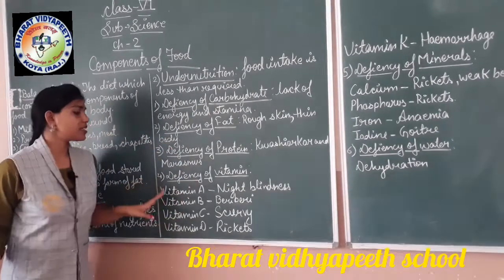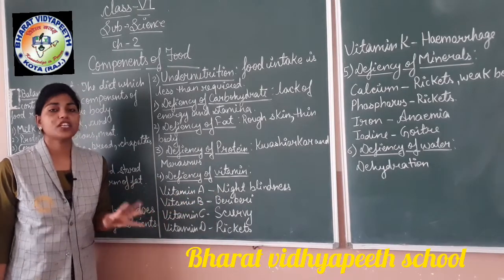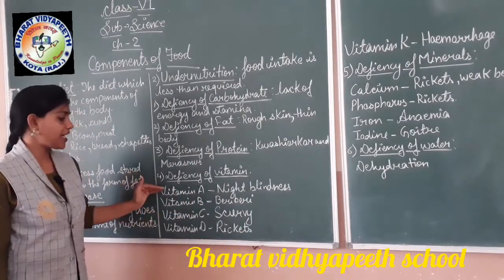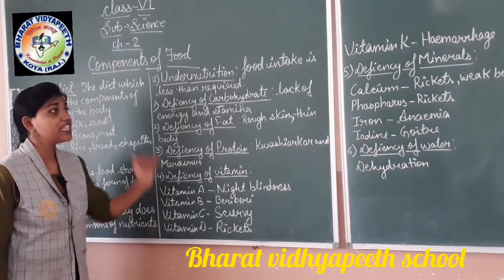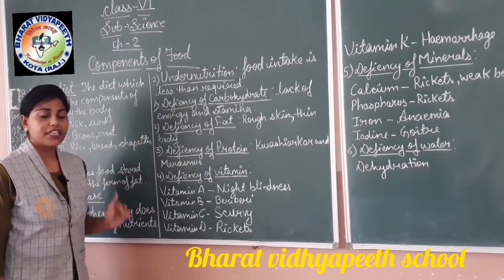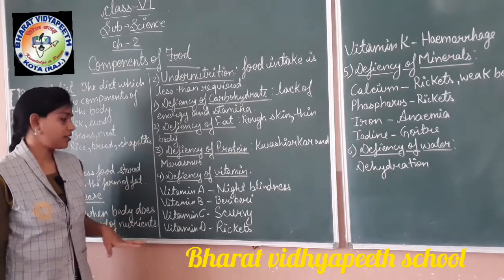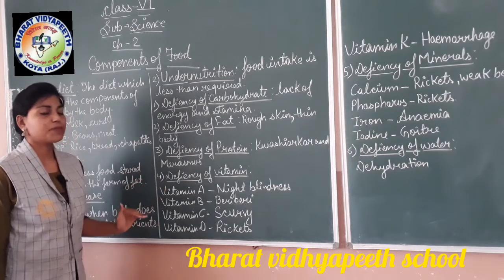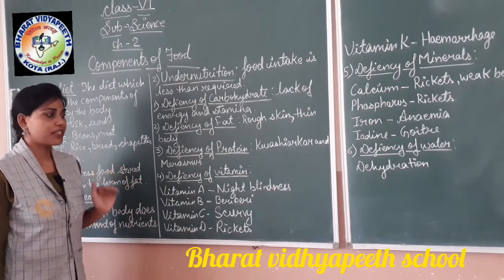After this, next is the deficiency of vitamin. We know there are so many types of vitamins: vitamin A, vitamin B, C, D, K and vitamin E. Every vitamin has its specific function and its specific disease.